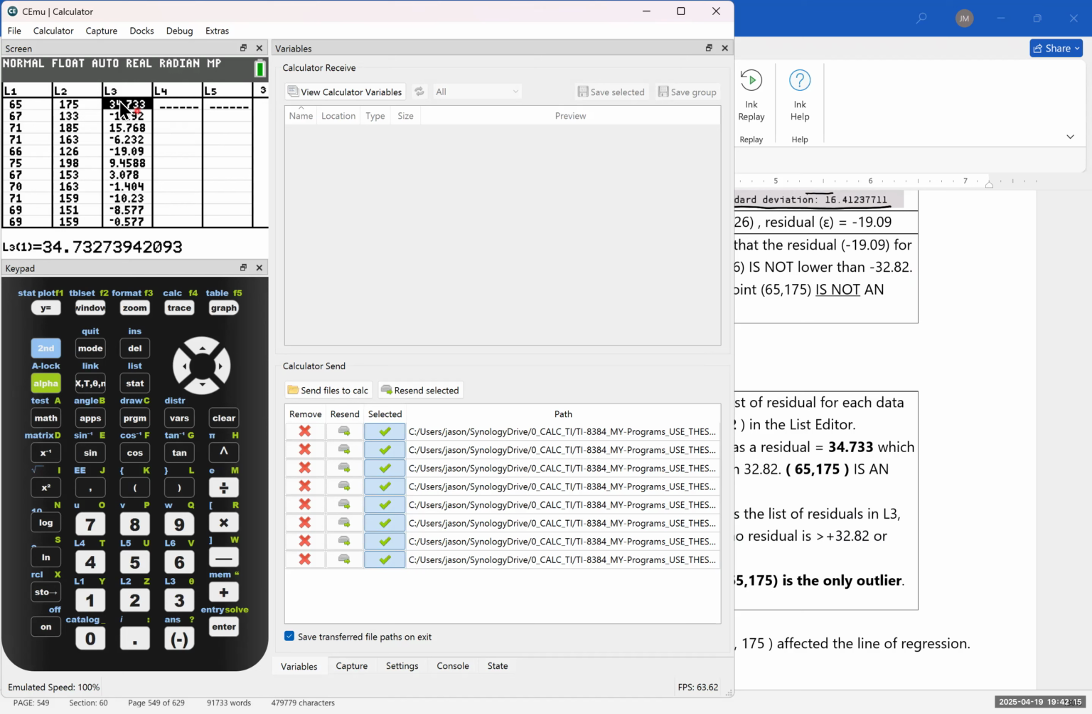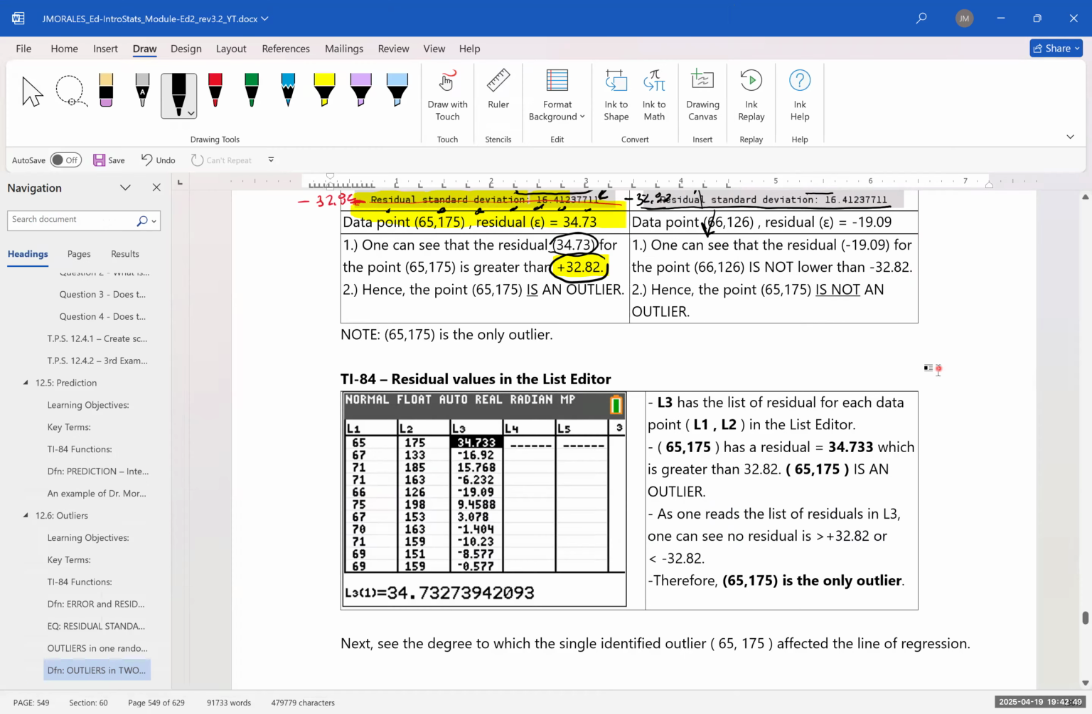So you would have to have written down what the standard deviation of the residuals was. Multiply that by 2, which is 32.82. And see, this number is greater than 32.82, so that's an outlier. And none of these negative numbers are greater in the negative sense than negative 32.82. So this point here with this residual is an outlier, and that's the point 65, 175.